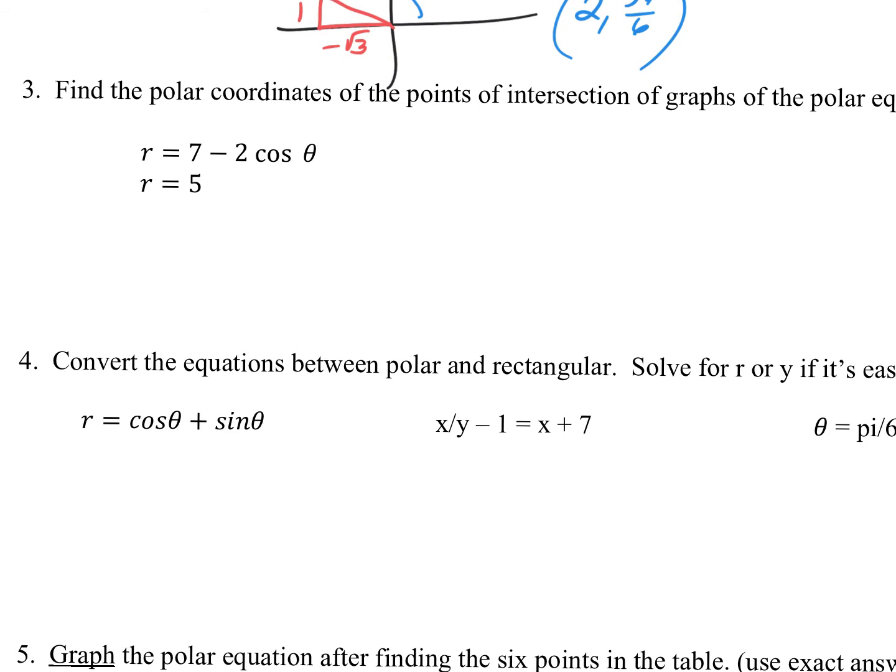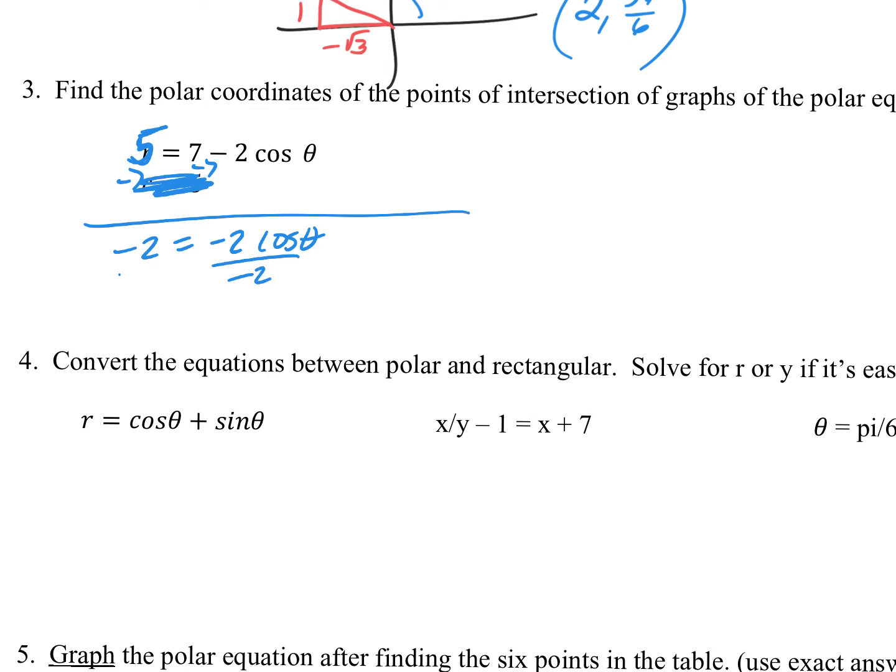Tell me a strategy, Wilson. How did you attack number 3? Make the 2 equations equal each other. So, yeah, he said make the 2 equations equal each other. Another way to say that is if r equals 5, you can just put a 5 right there. And 5 equals, and then I subtract 7 from both sides. And then I have negative 2 equals negative 2 cosine theta. And then I divide by negative 2, and I get 1 equals cosine theta. Or the way I like to write it, cosine theta is equal to 1.